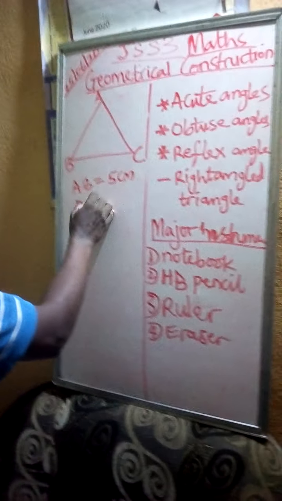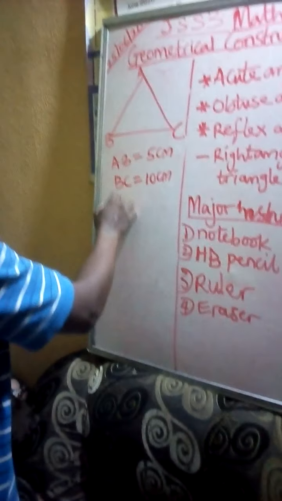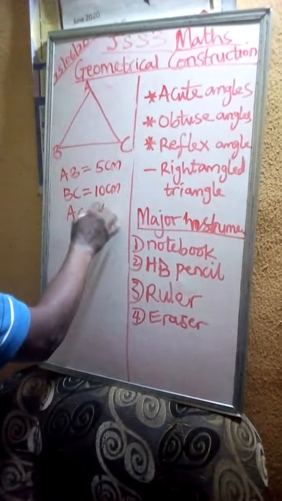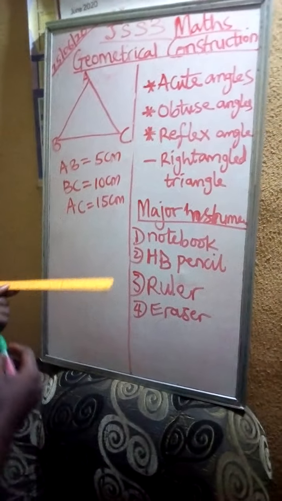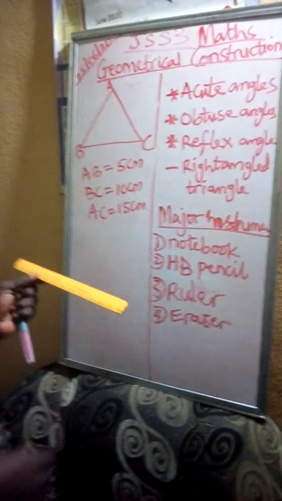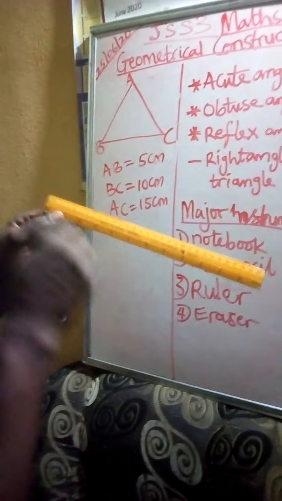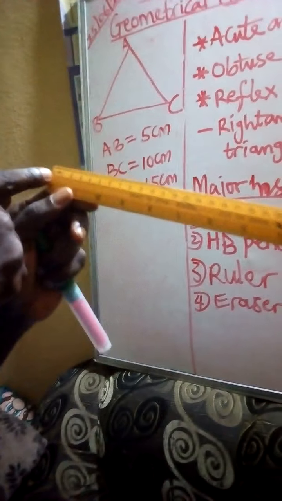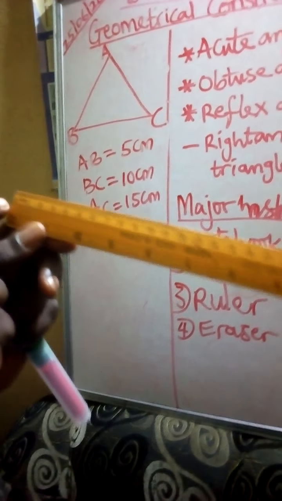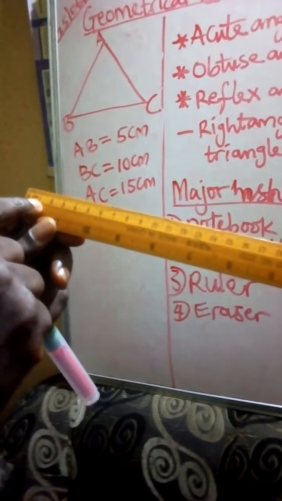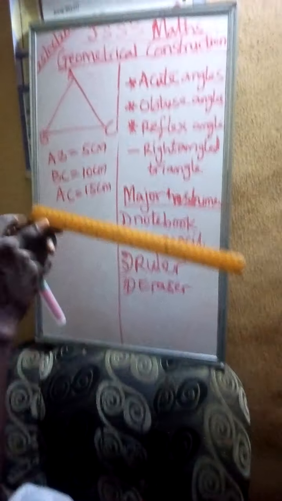BC maybe 10 centimeters, and AC is 15 centimeters. So how are you going to do it to get it clearer and understandable? You measure your ABC. This is 0, this is 1, 2. From this 0 to 1, that is 1 centimeter. 1 to 2, 2 centimeters. 3. So that's how you read it.